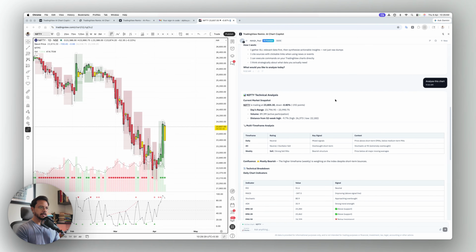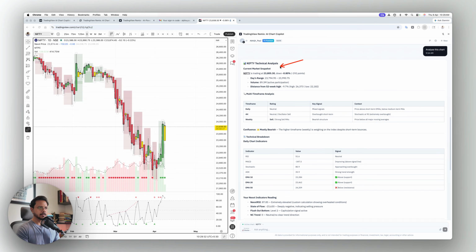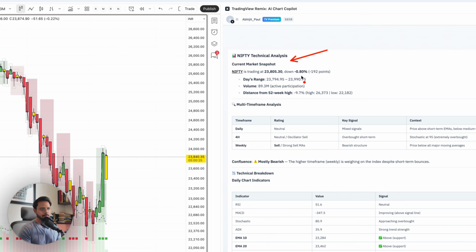And so Nifty technical analysis, current market snapshot, it is trading at whatever levels. When I did that, it was down 192 points. Days range, volume, distance from 52-week high. This was interesting. This was nice. See, these data that it is down so much points or percentage and days range is obvious. I can see it from the chart.